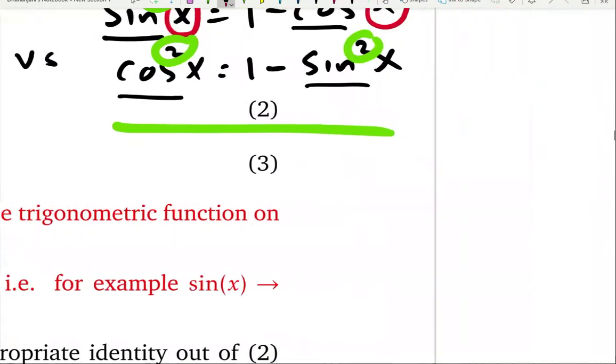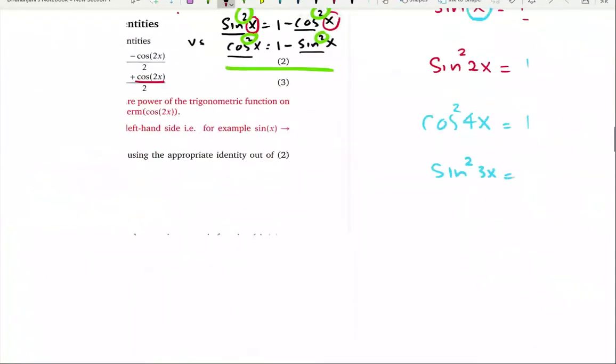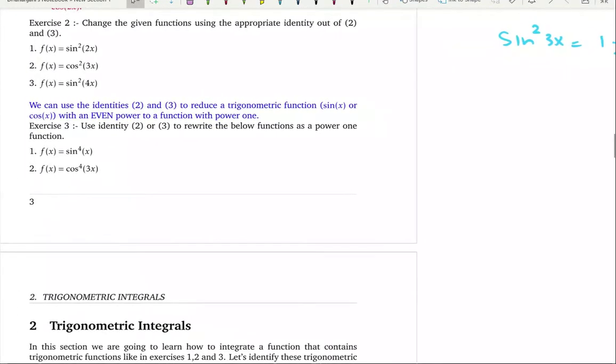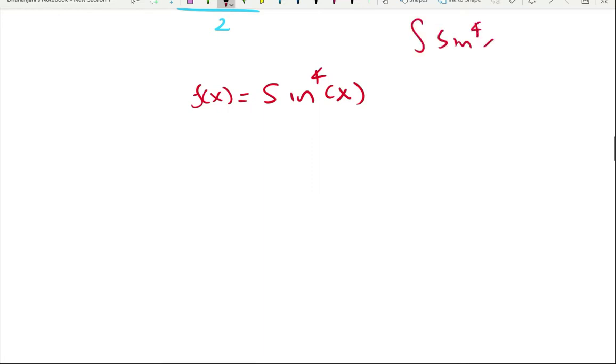Alright, so let me tell you why this is important. Let us do some exercise. So let's say you have sine to the power 4 of x. Now think about this function. Let's say you want to integrate this function. So I will try to tell you the bigger picture. If you want to integrate sine to the 4 of x, it's very hard. Any trigonometric function with a power greater than 1 is very hard to integrate.